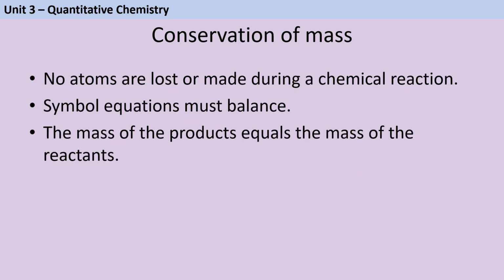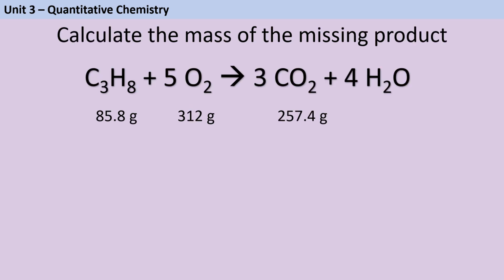As well as meaning that symbol equations must balance, the law of conservation of mass also means that if I know the mass of the products, I also know the mass of the reactants because they'll be the same as each other. And if you think about it, this makes sense. If we've got the exact same atoms, they've just been swapped around into a different order, they're still going to have the same mass.